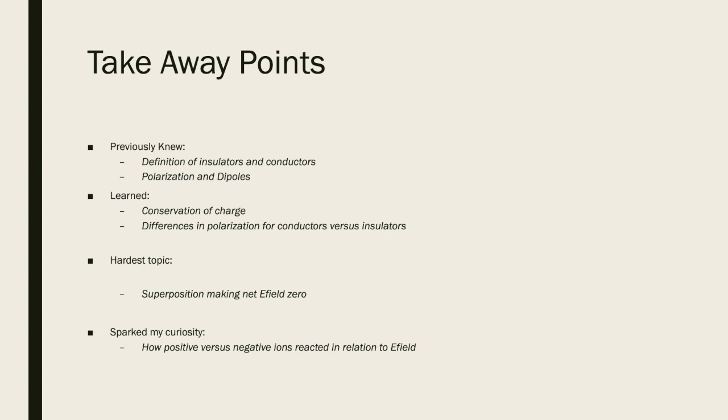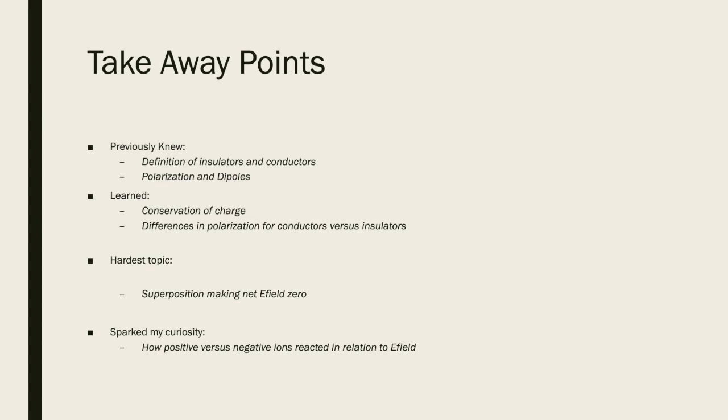There were many key things to take away from these lectures. Although we previously had learned the definitions of polarization and dipoles, and I had been previously exposed to the definition of insulator and conductor, I got to learn about the conservation of charge and more differences in polarization for conductors versus insulators. The hardest topic for me was dealing with superposition and how that ensured that in equilibrium the net E field in a conductor would equal 0.